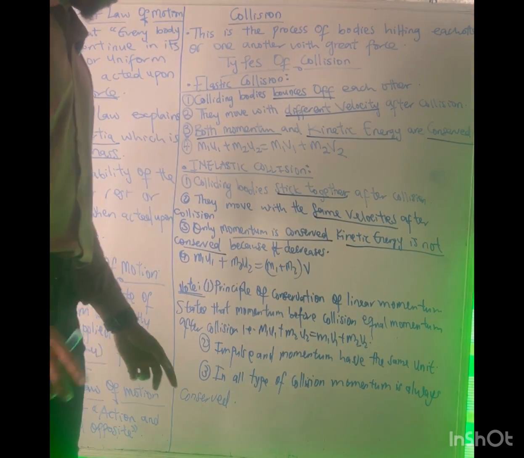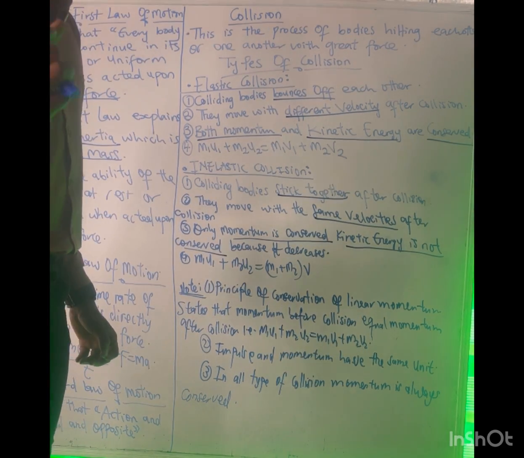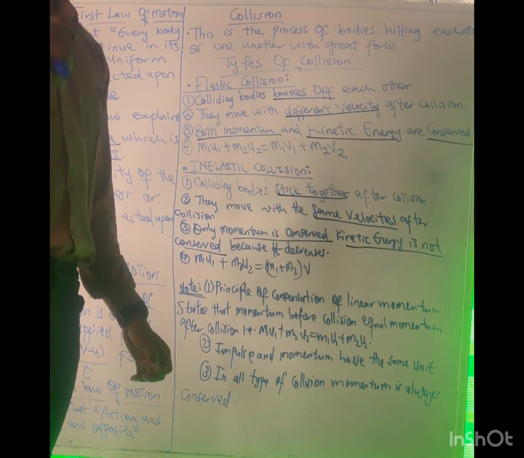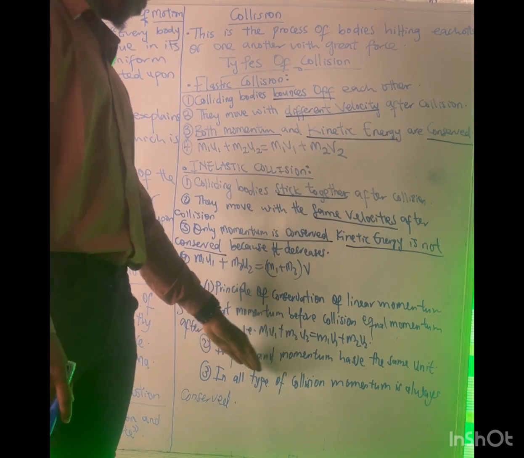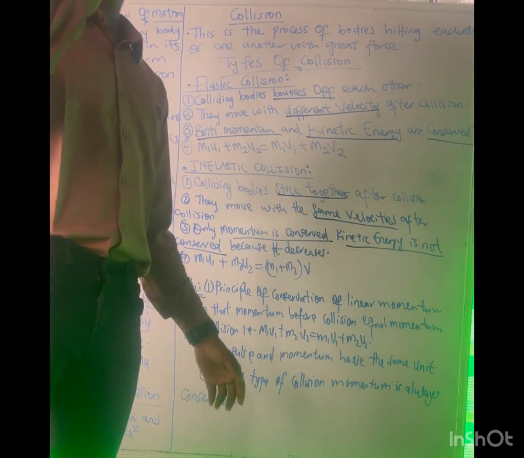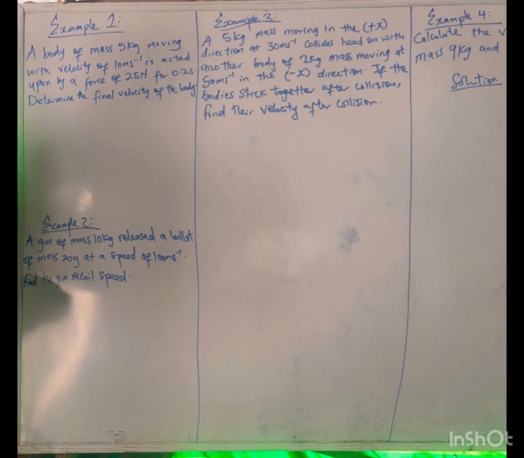So that is m1u1 plus m2u2 is equal to what? m1v1 plus m2v2. Also, you have to know that impulse and momentum have the same what? Units. So the unit of impulse is the same as the what? Momentum. And also you have to know that in all types of collision, momentum is always conserved. So let's look at some examples, guys. The first example we are going to be talking about is this.